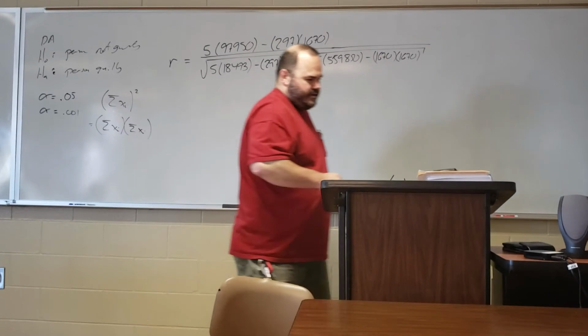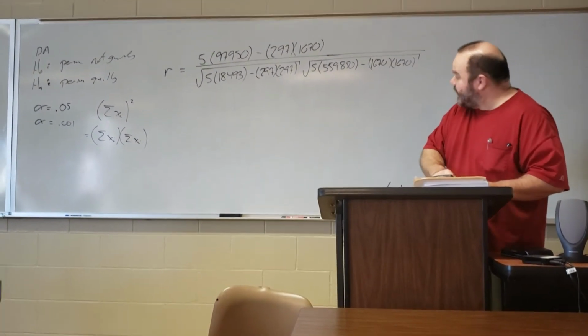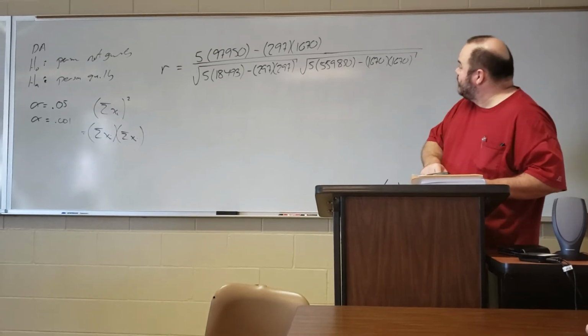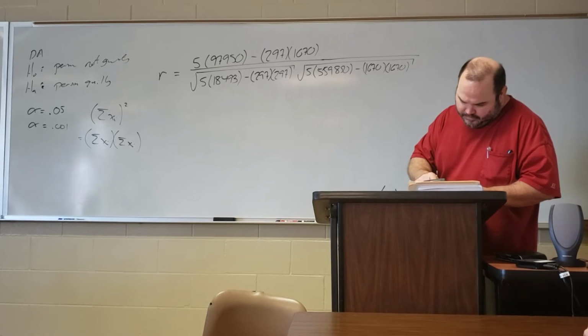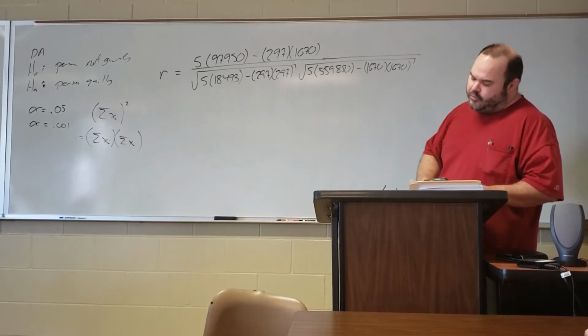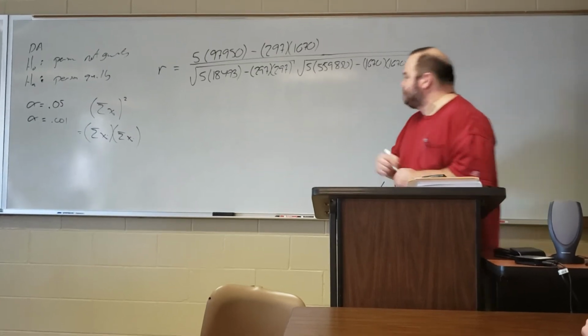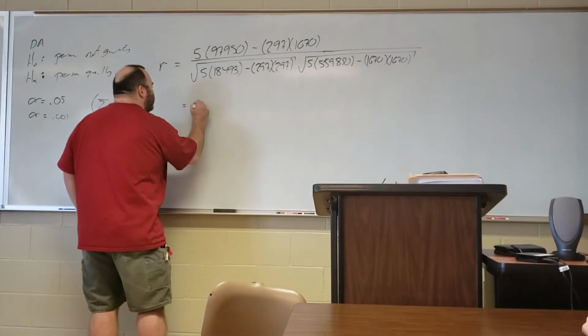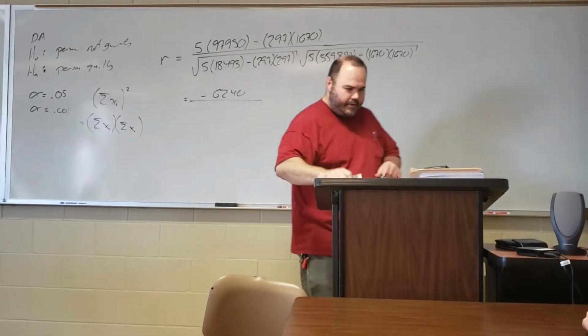Right, so that times that, 297, 1670, multiply, subtract. So my numerator I'm getting is a negative 6240. Yeah, got that. Okay, so negative 6240.